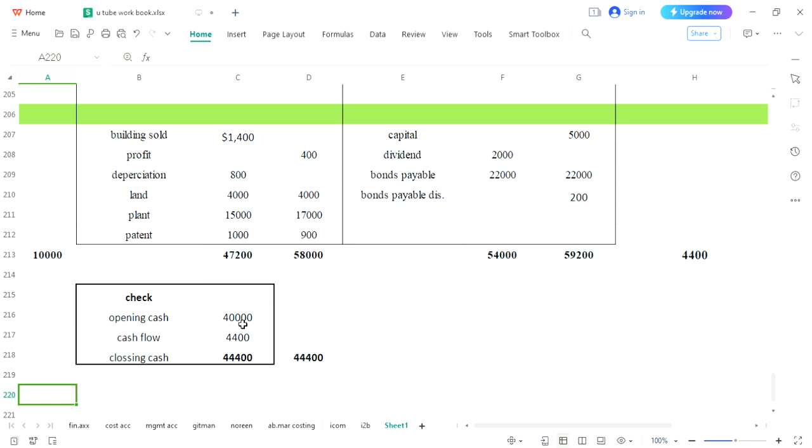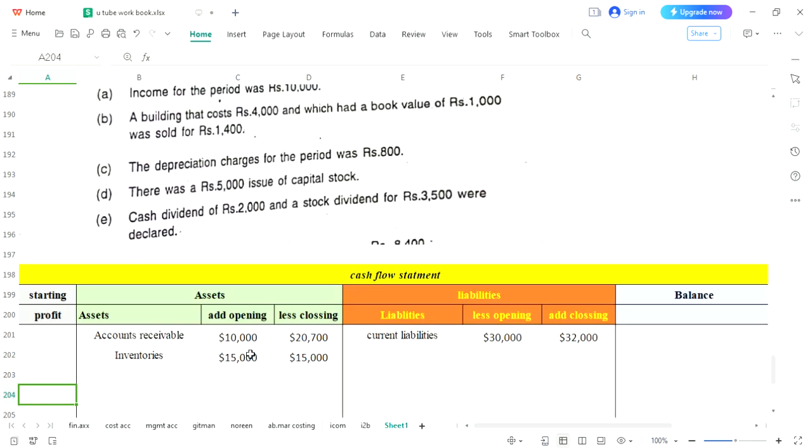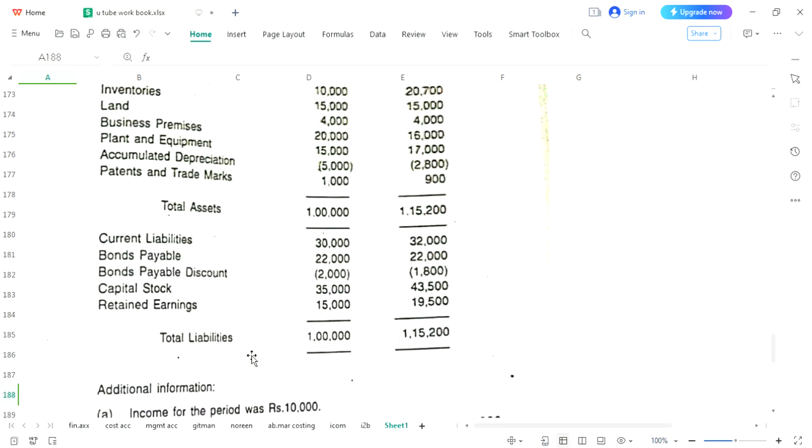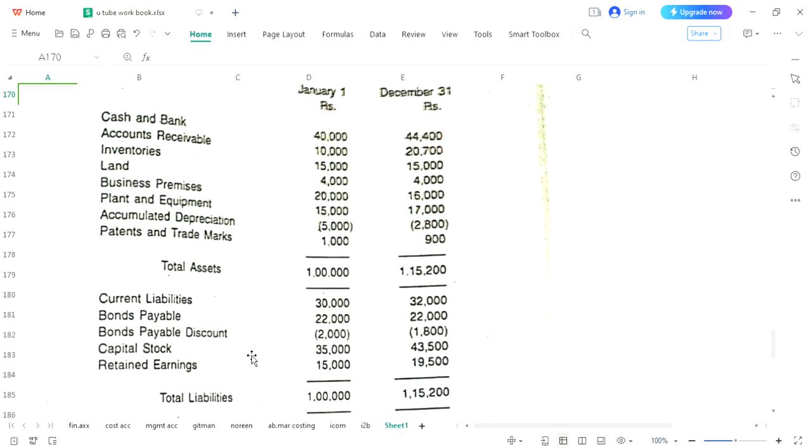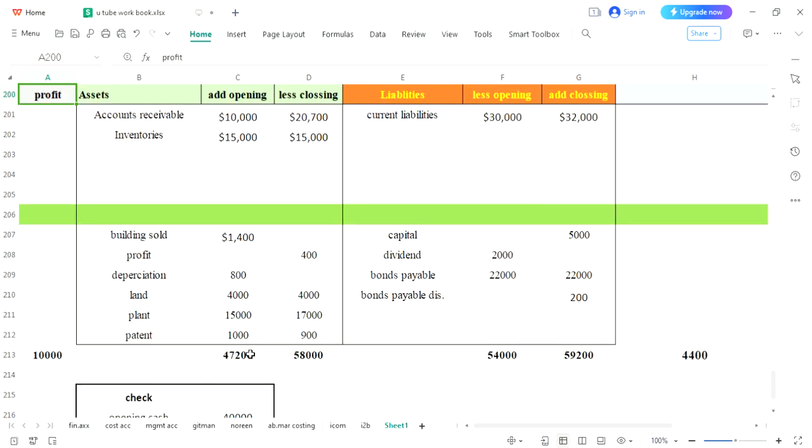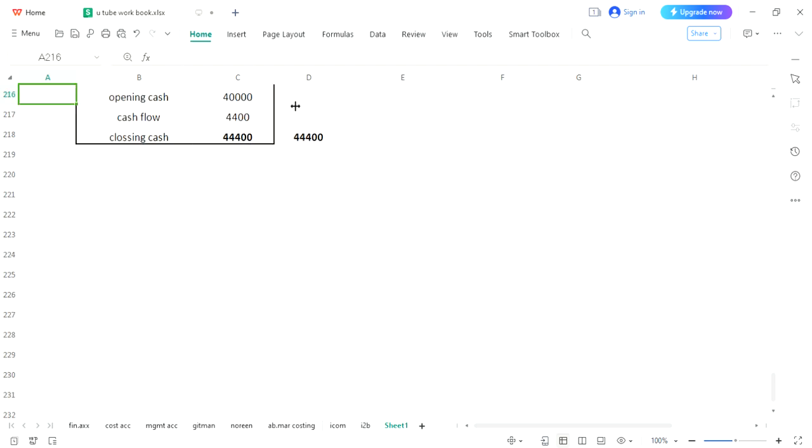So opening cash was 40,000, add 4,400. So you have got your closing and exactly it has been matched. It means all entries are correct. So guys, in this way, our question has been completed. As you have seen that our check is also completed. Our answer is exactly equal to closing cash.